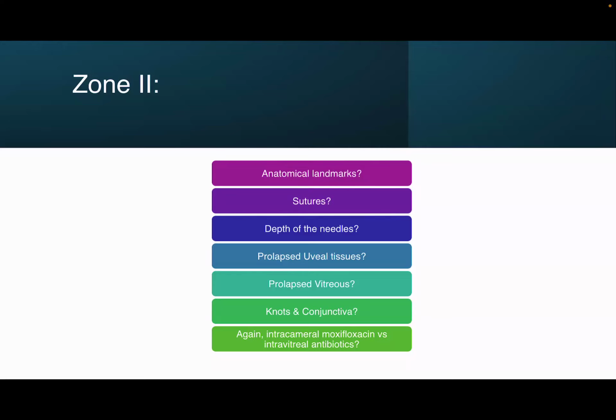And the prolapsed uveal tissue should be addressed. Prolapsed vitreous should be addressed. If there is vitreous, vitrectomy should be done. Knots should be buried. The conjunctiva then should be revised and closed, and then intracameral moxifloxacin.